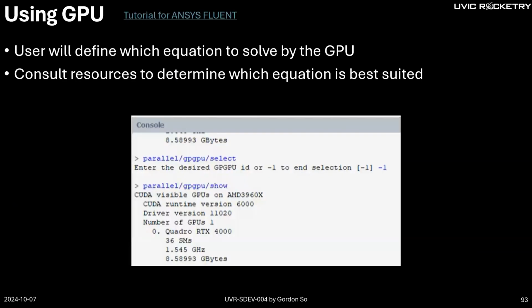So the next thing that you can set is using your graphics card. This is really helpful when you have an actual graphics card.